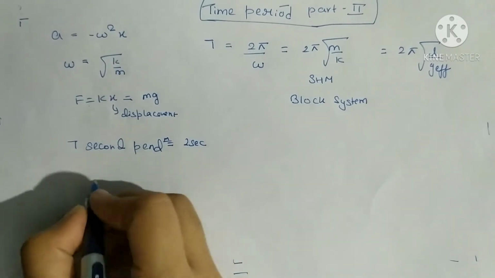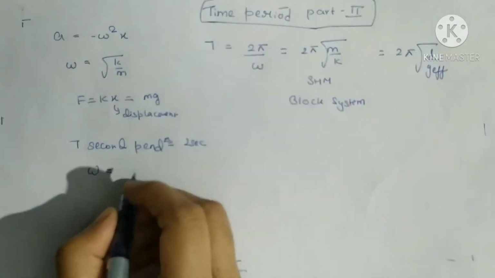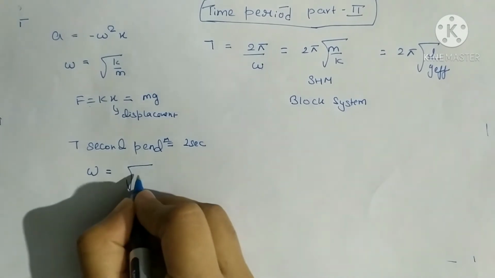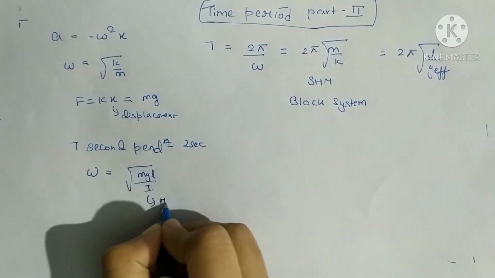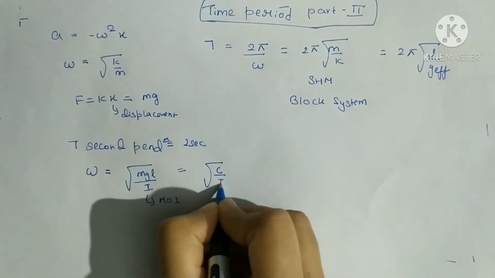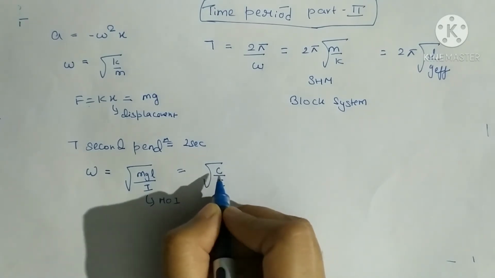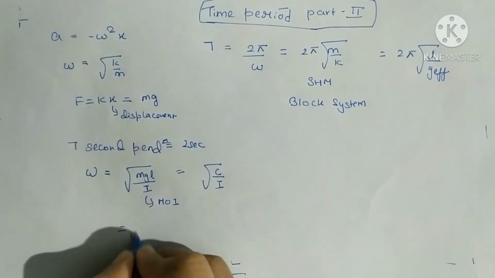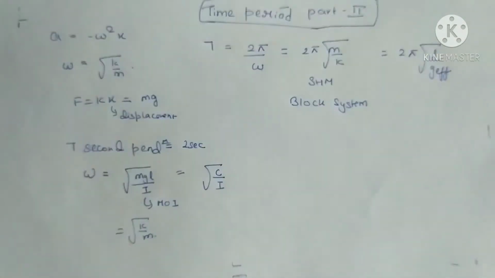Now some formulas for omega which will be helpful here. Omega is equal to under root mgl upon I, where I is moment of inertia. Omega is equal to under root c by I, which will be helpful in torsional pendulum. And omega is equal to under root k by m, which I have put in here also.